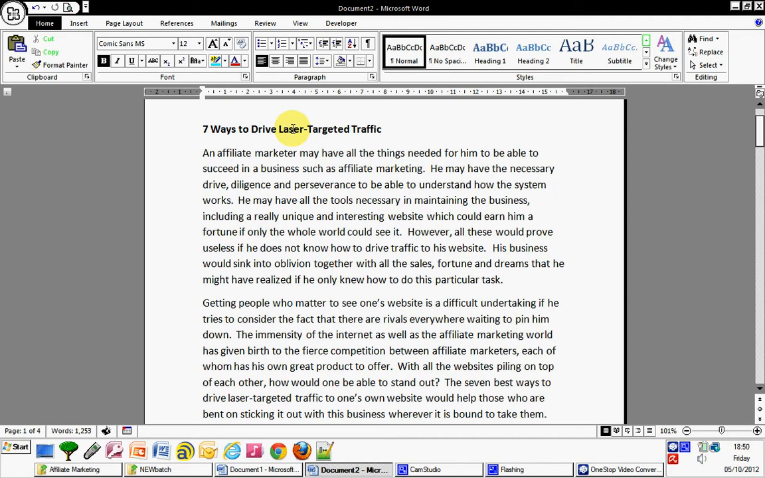He may have the necessary drive, diligence and perseverance to be able to understand how the system works. He may have all the tools necessary to maintain the business, including a real, unique and interesting website which could earn him a fortune if only the whole world could see it. However, all these things would prove useless unless he does not know how to drive the traffic to his website. His business would sink into oblivion together with all his sales, fortunes, blah blah blah.